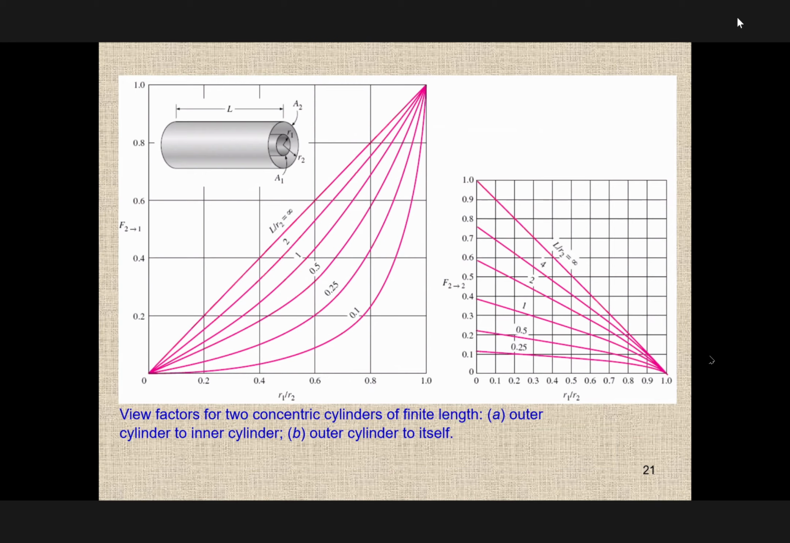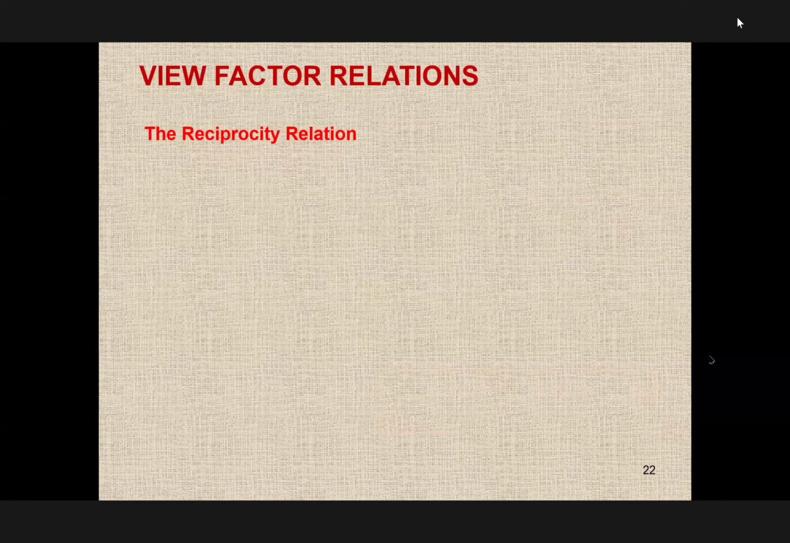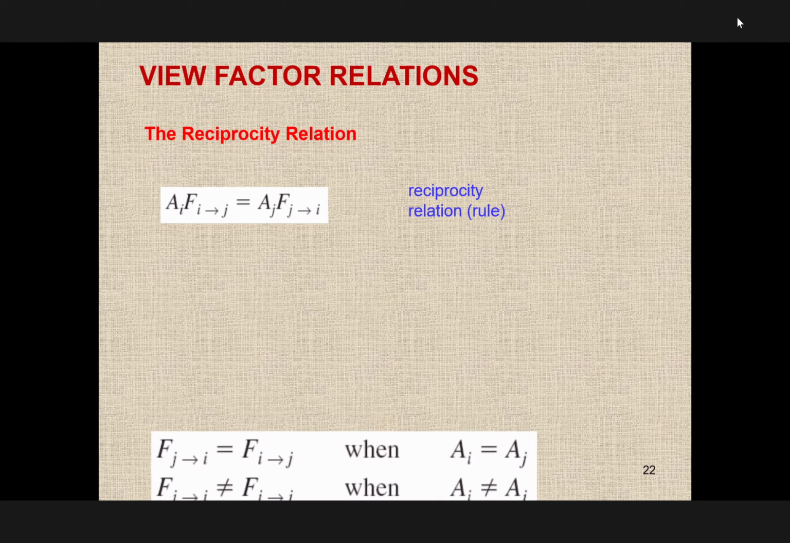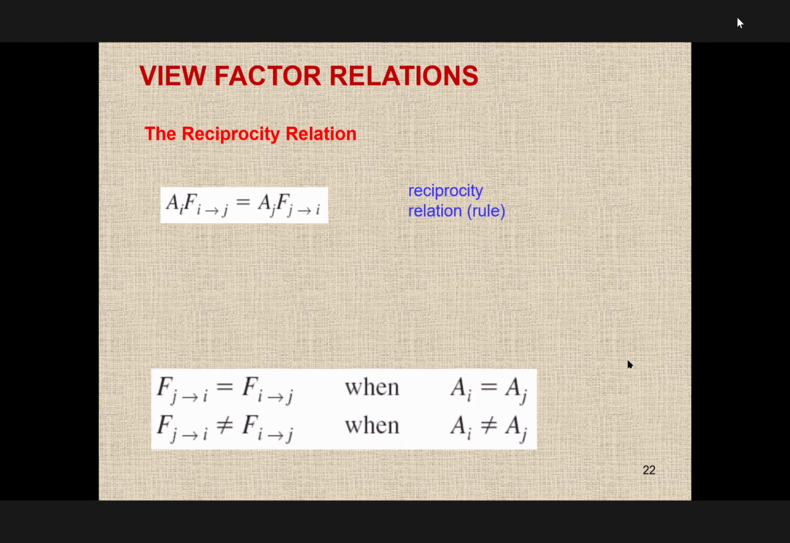Now, to summarize, we look at the reciprocity relationship. This is the equation that we have: A_i times the shear factor from i to j is equal to A_j times the shear factor from j to i. This is the reciprocity rule. Please remember this, and keep this in mind.